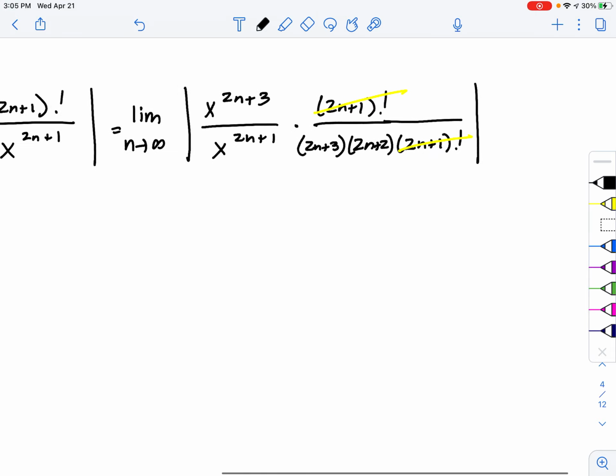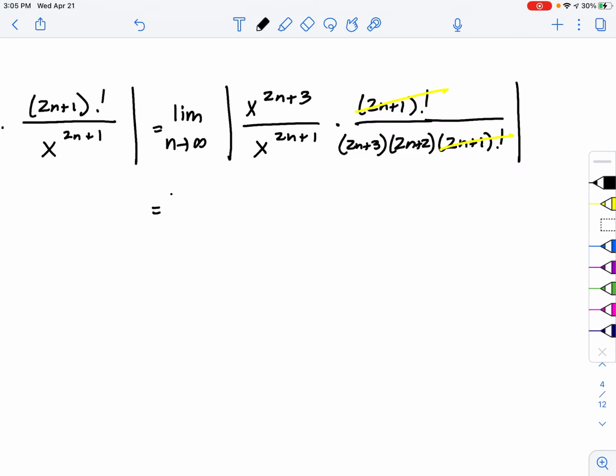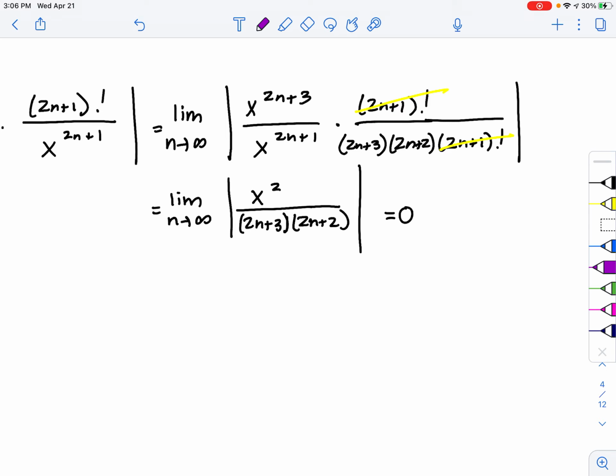If I simplify my x's, I'll just go down here. We got the limit as n goes to infinity of the absolute value of x squared over 2n plus 3 times 2n plus 2. Remember, we're taking the limit with respect to n as n goes to infinity. As n goes to infinity, there's no n's in the top, so our limit is 0. And by the ratio test, we know that 0 is always less than 1, so that's always a true statement.